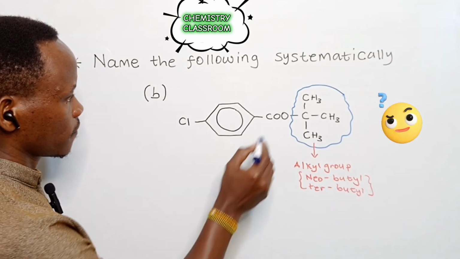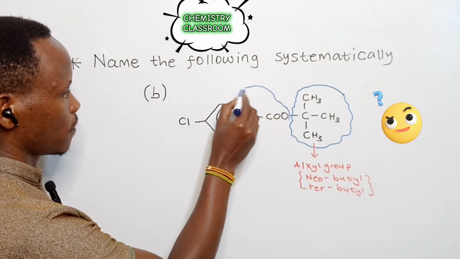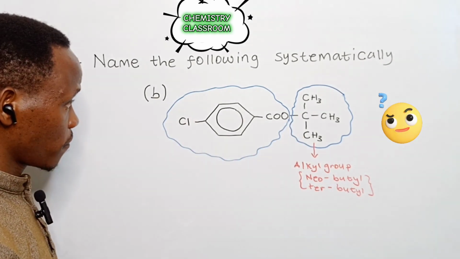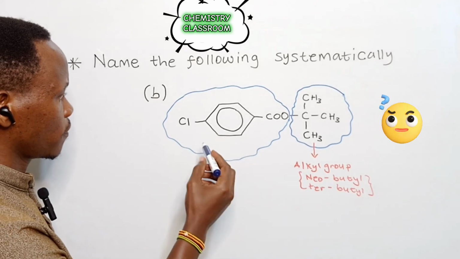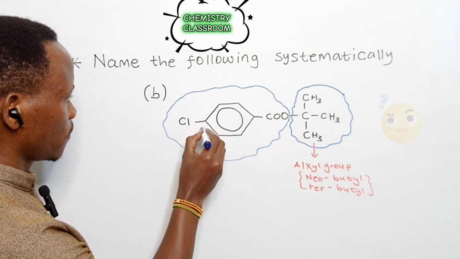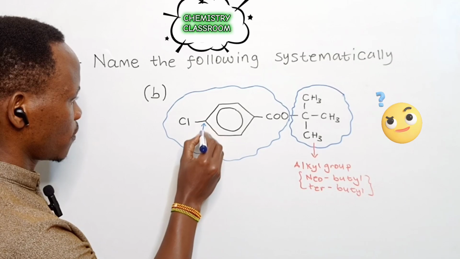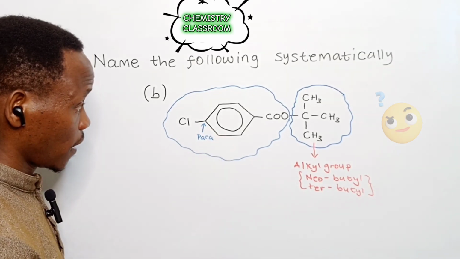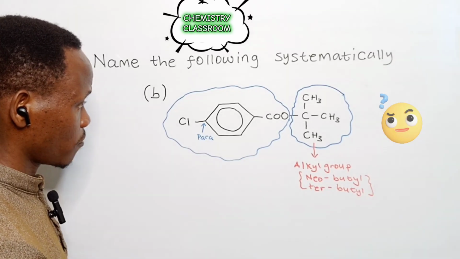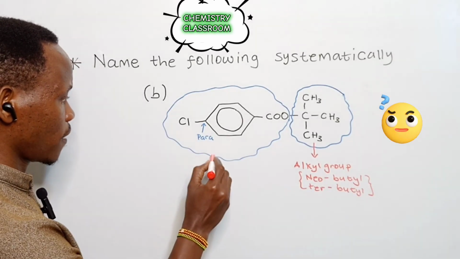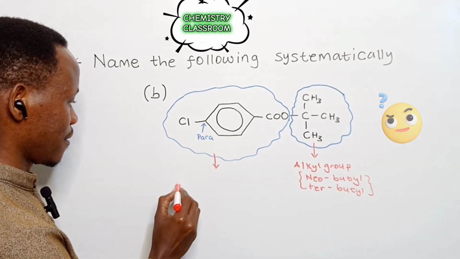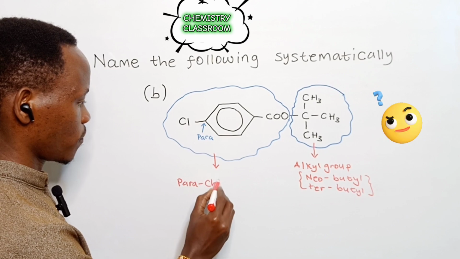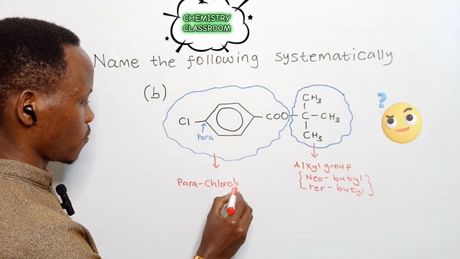And then the second part of our ester is this one, this side. So from our previous work of naming aromatic compounds, this chloride group, that is our substituent, is located on the para position, and therefore the specific IUPAC name of this other part of the ester is para chlorobenzoate.